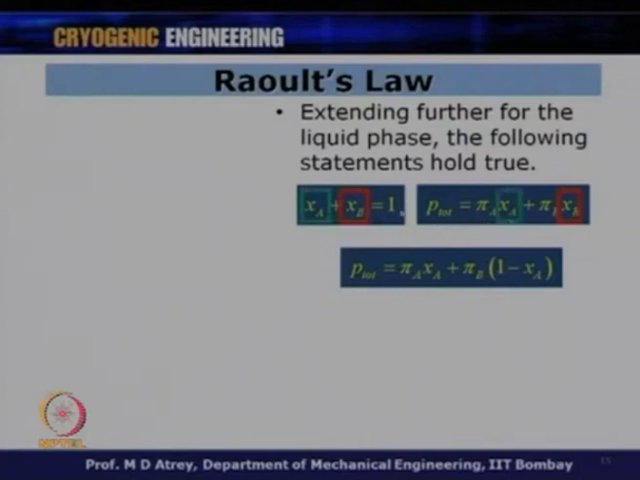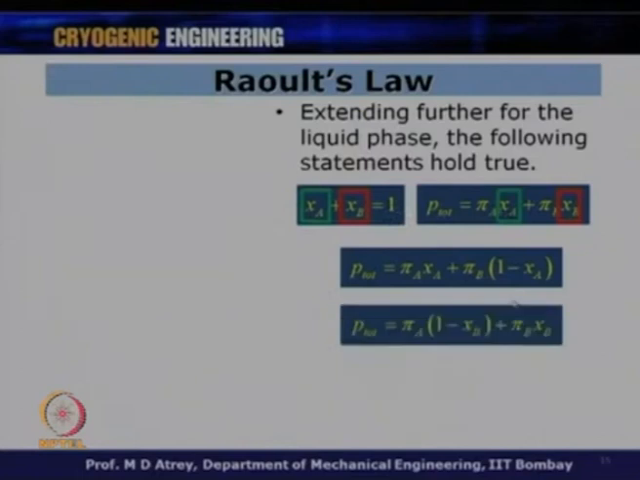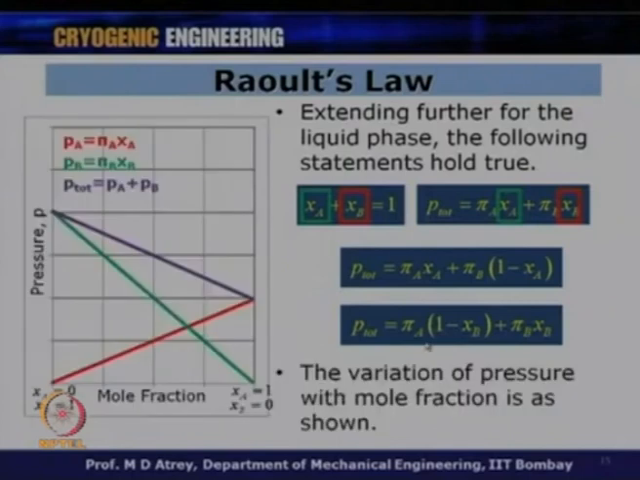I can do it the other way also. I can put Xa is equal to 1 minus Xb in the same statement. So, my P total is equal to pi A into 1 minus Xb plus pi B Xb. I am just replacing the value of Xb in one expression and the value of Xa in the other. And now, I would like to put this graphically, and this is, in short, what Raoult's law will be.